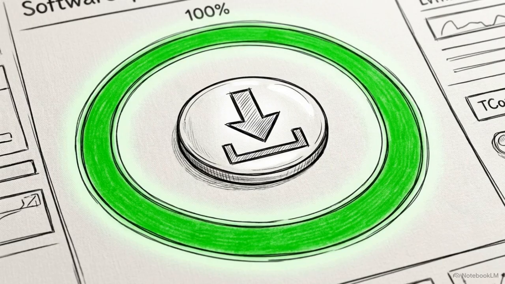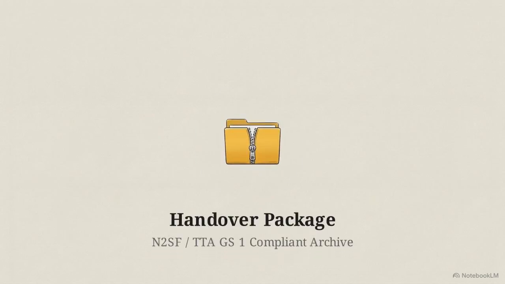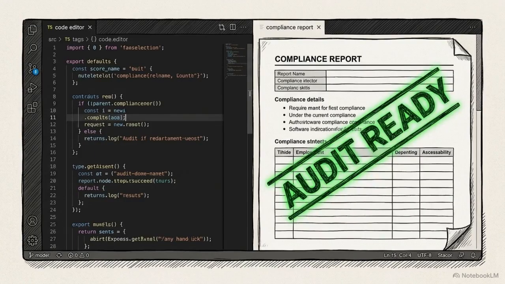This translates to a direct project benefit. At the end of the contract, every approved dev run is already aggregated into the final handover zip file. By following this precise flow, you leverage AI speed while generating an audit-ready compliance record directly from your editor.